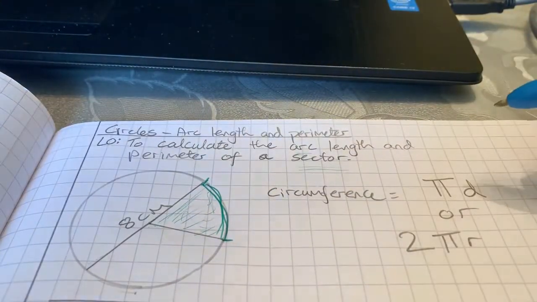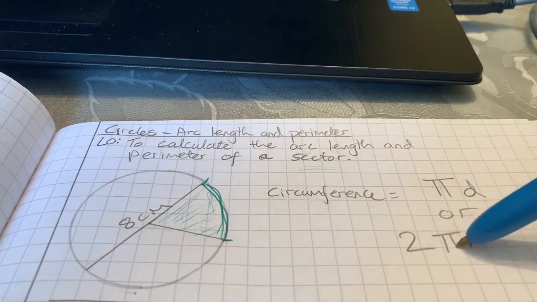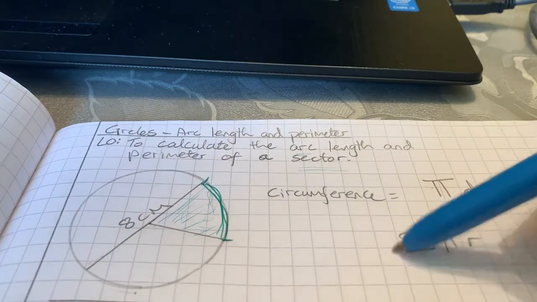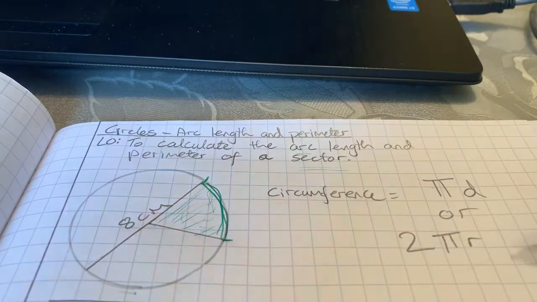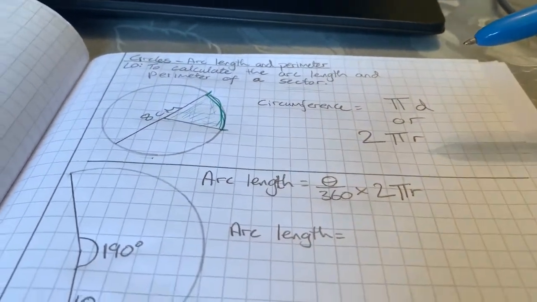To calculate the circumference, you can either use pi times diameter or 2 times pi r, or 2 pi r. We'll probably be using 2 pi r mostly here. So let's get started straight away.